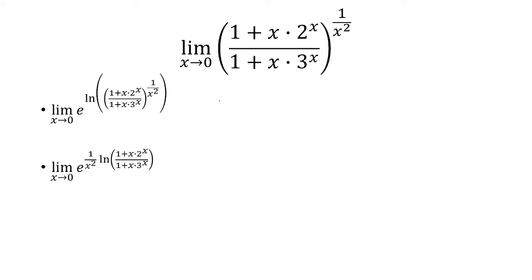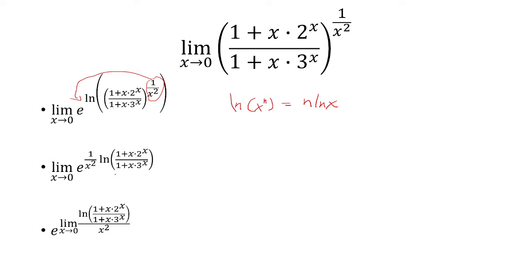And now, one of the properties of the natural log is, if you have ln of x to the n, the exponent comes out in front and multiplies the natural log of x. In this case, the exponent is 1 over x squared, so that's going to come out in front of the natural log, like this. And so I can rewrite this as e to the limit, basically switching the spots of e and the limit. And I can do this because e is a continuous function. So I'm just going to do e to the limit of this thing.